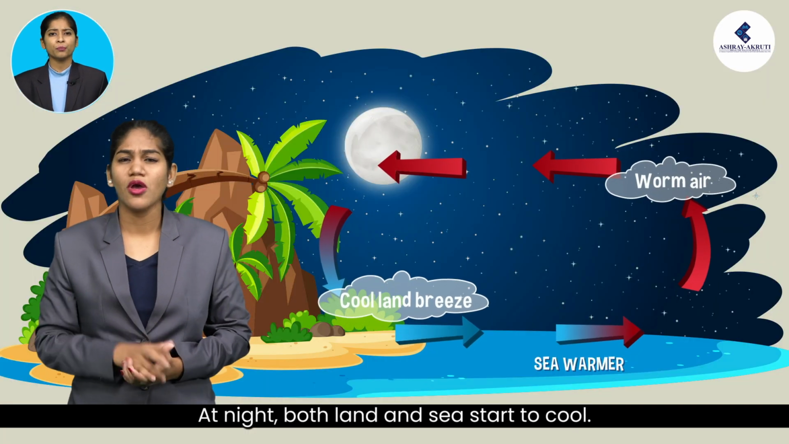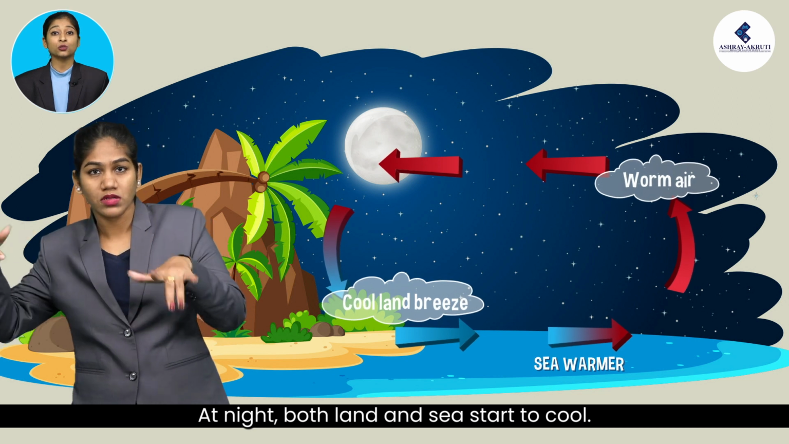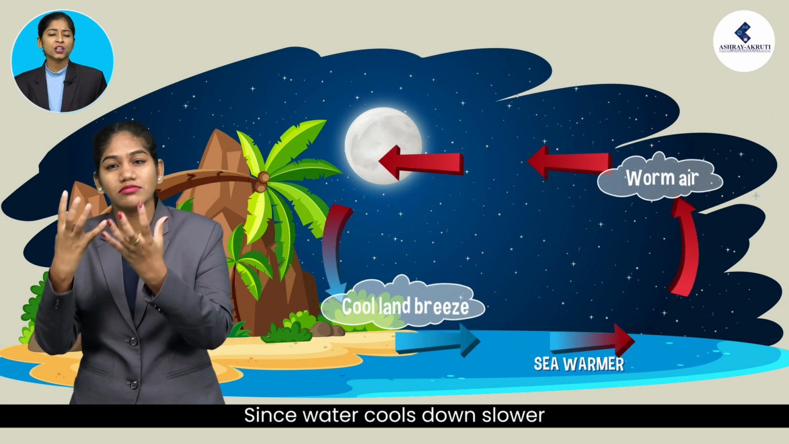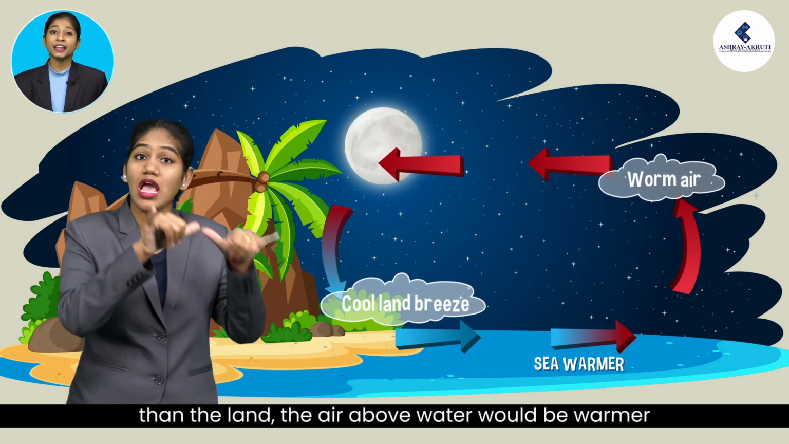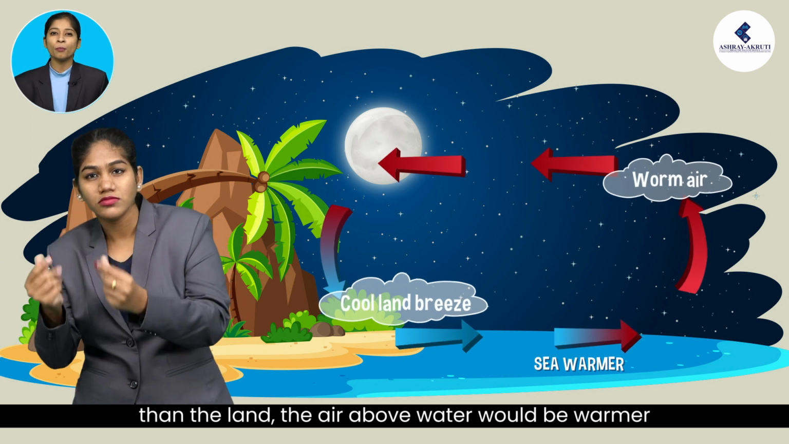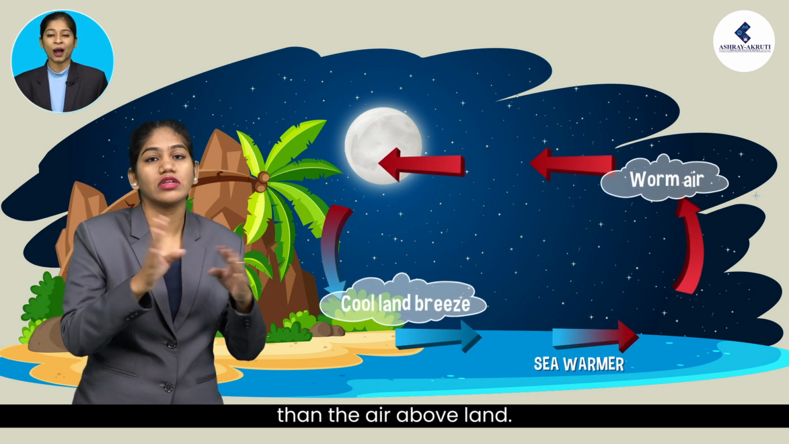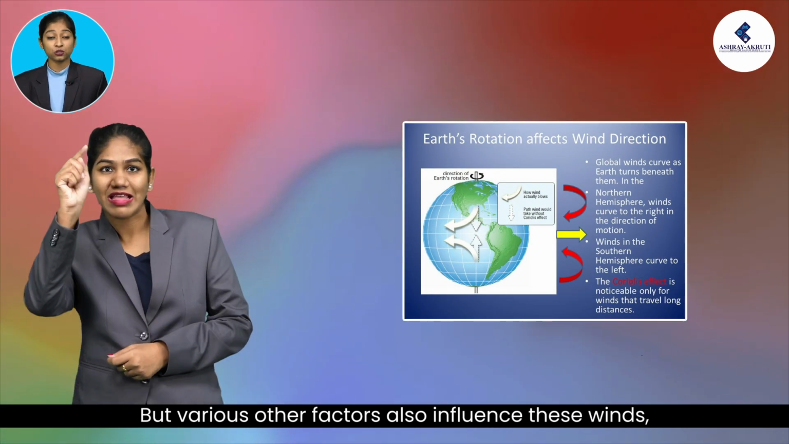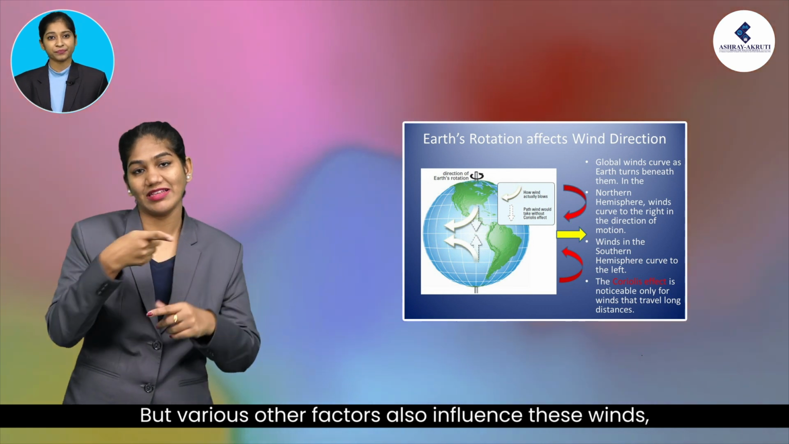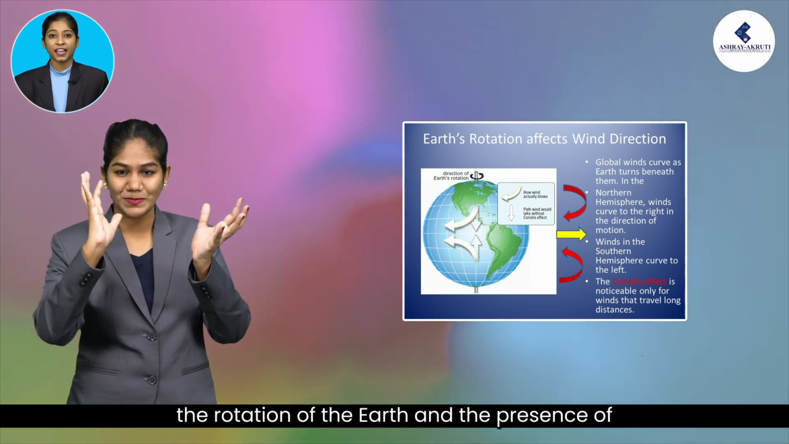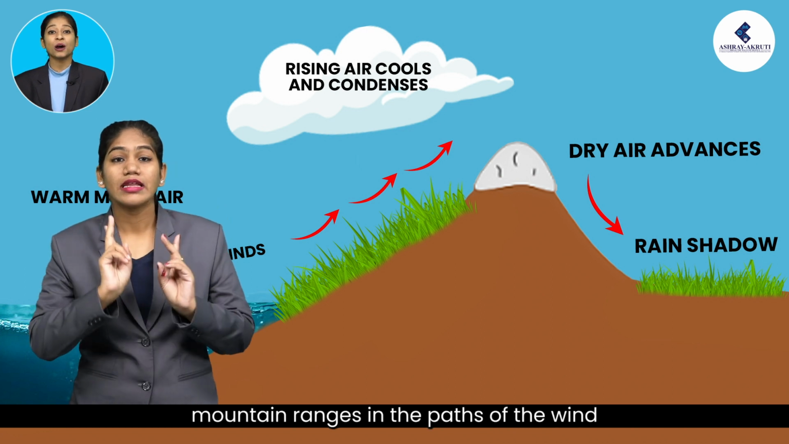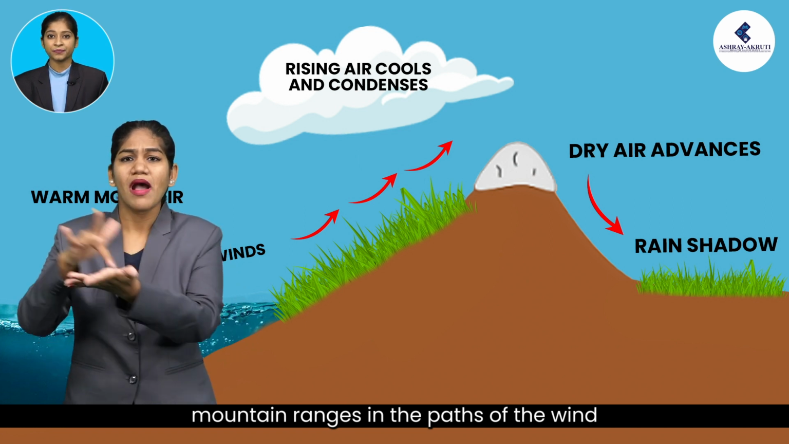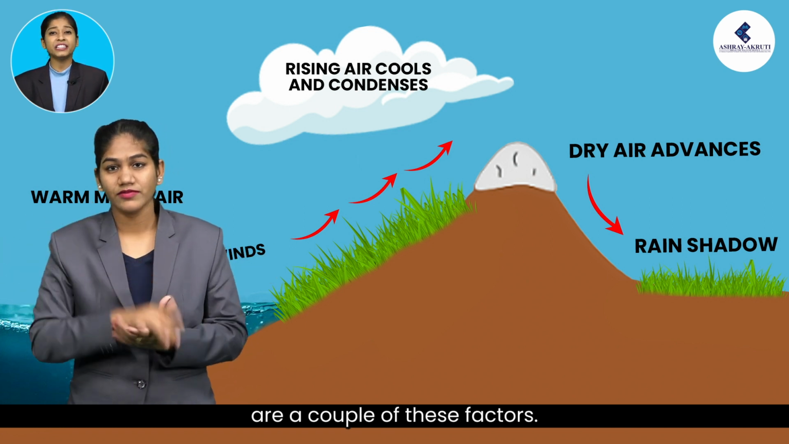At night, both land and sea start to cool. Since water cools down slower than the land, the air above water would be warmer than the air above land. But various other factors also influence these winds. The rotation of the earth and the presence of mountain ranges in the paths of the wind are a couple of these factors.